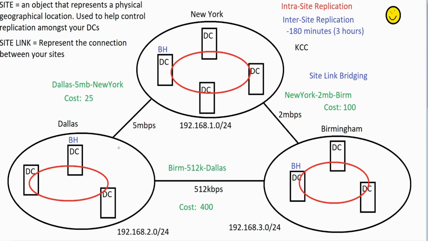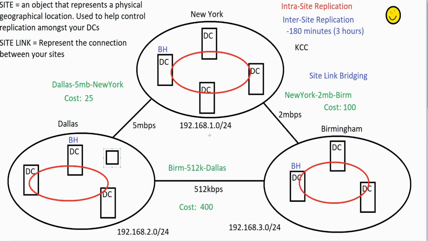So it's very important if we have a computer that is logging on in Dallas, we're going to want that computer to interact with the domain controller in Dallas. If the computer is logging on in New York, we want it to interact with the domain controller in New York. If it's logging on in Birmingham, we want it to interact with the domain controllers in Birmingham. Those subnet objects are going to play a role in making that happen.